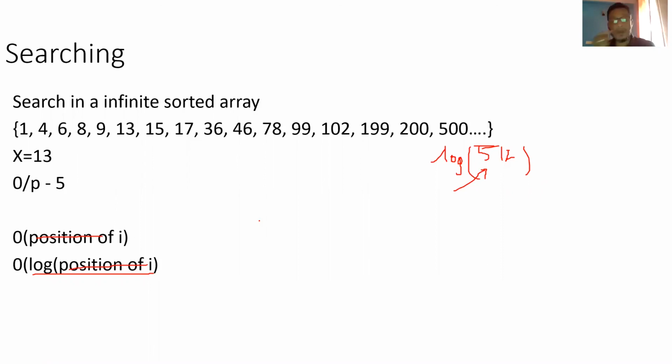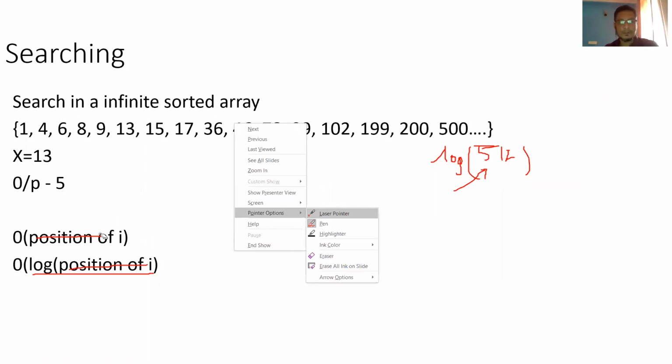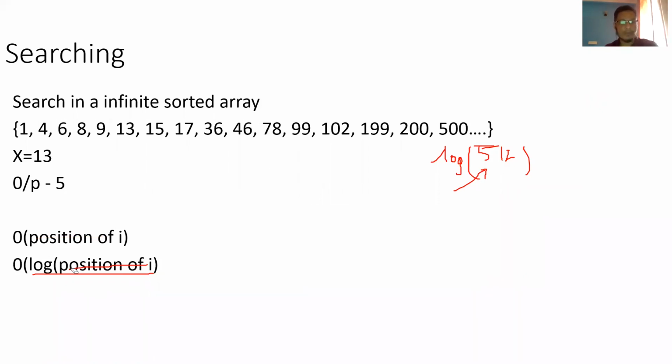Why I have not taken n here is because I don't know the n. That is the reason I have used position of I. When I'm saying infinite, I don't know that bound. N is not there. So this is also one common interview question: when you don't know n, how will you calculate? How will you analyze an algorithm? How much time complexity will it take? That is nothing but what I have written, which is big O of position of I or big O of log of position of I. This is basically used for the normal iterative way, and this is for the logarithmic way, which binary search uses.